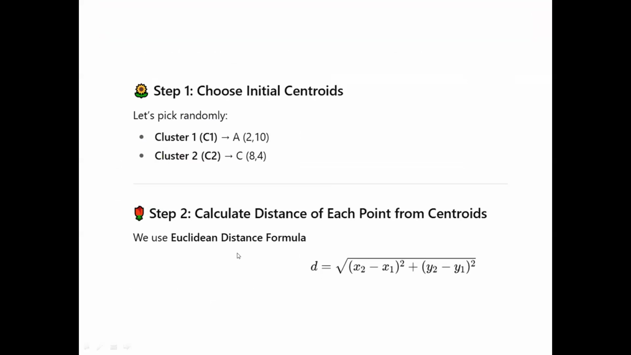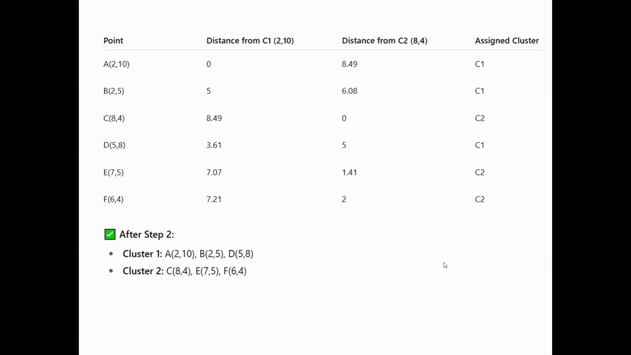This is the formula, the Euclidean distance metric, x2 minus x1, which is a very commonly used mathematical formula, and depending upon this we get the table. For A (2, 10), the distance from this one is 0, and the distance from (8, 4) is 8.49. So the minimum distance is to C1. For B, the minimum distance is also C1. For C, you can see it will be allocated to C2.